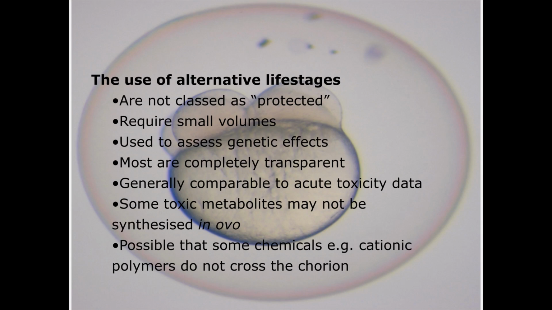Most are completely transparent, so you can monitor the development of the embryos. Generally, they are comparable to acute fish toxicity data. We'll get back to that a little bit later on. But some toxic metabolites may not necessarily be synthesized in the egg. There's also the possibility that some chemicals, such as really large polymers, may not necessarily cross the chorion.